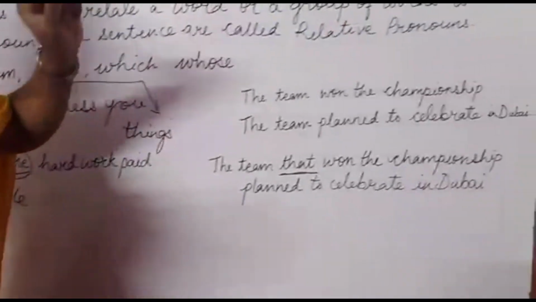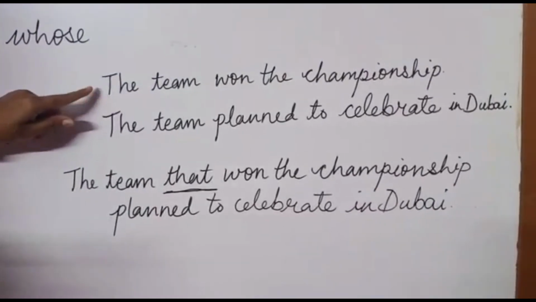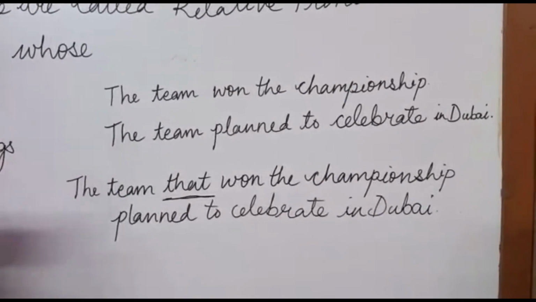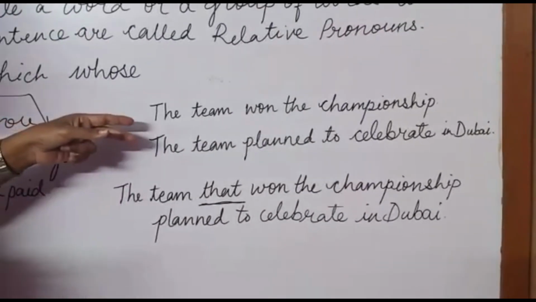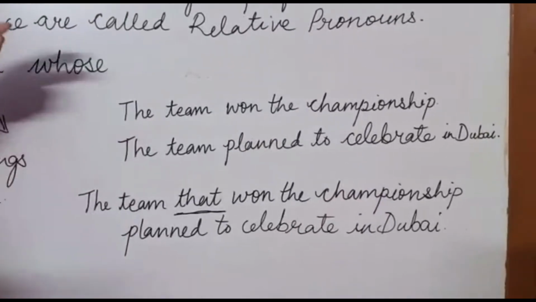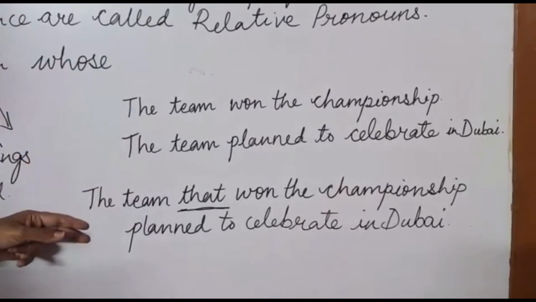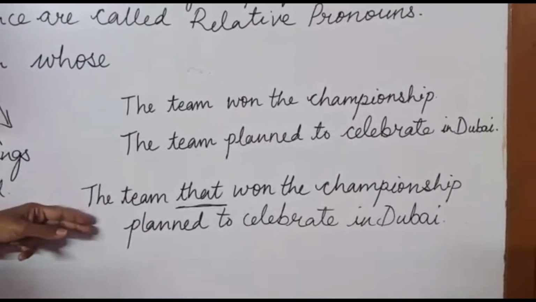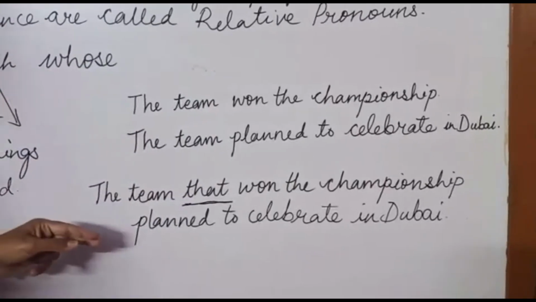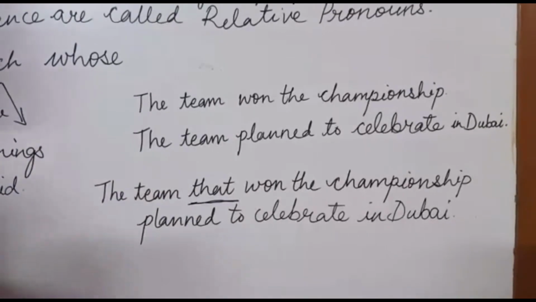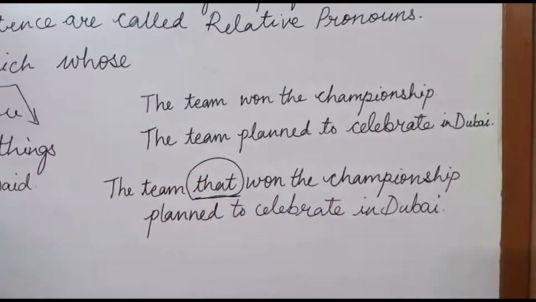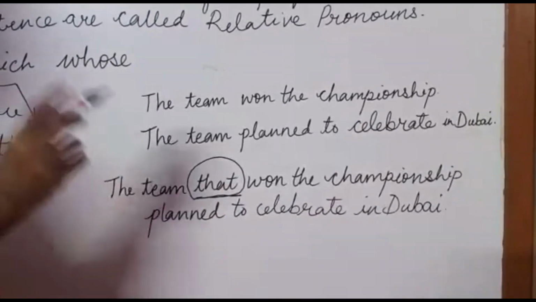Let us check with this example, children. The team won the championship. The team planned to celebrate in Dubai. So here, when I'm using the words the team twice, it is monotonous, boring. Now suppose I join the two sentences and write it like this: the team that won the championship planned to celebrate in Dubai. Now here I have used the relative pronoun to join two sentences to make them one.